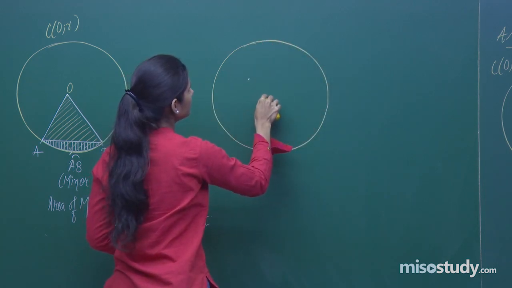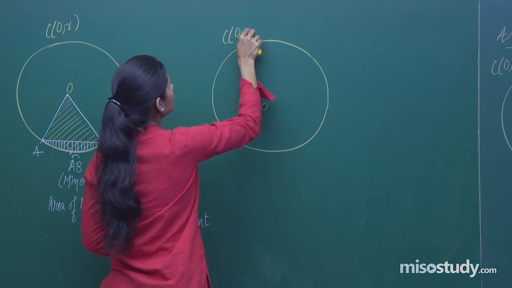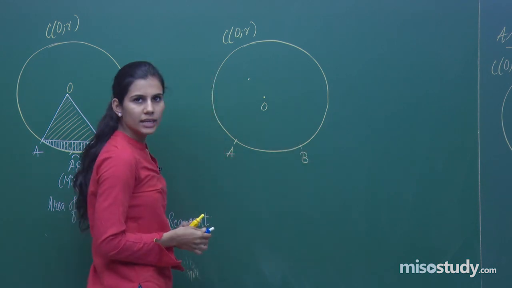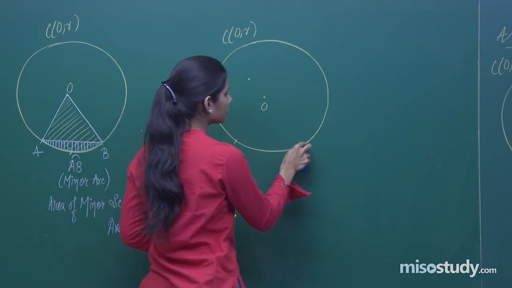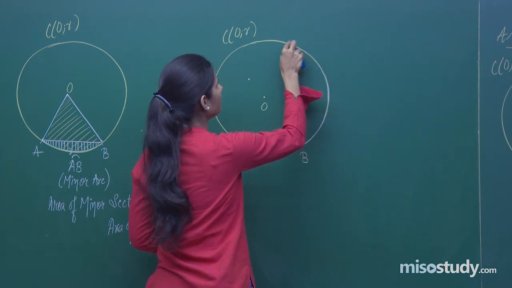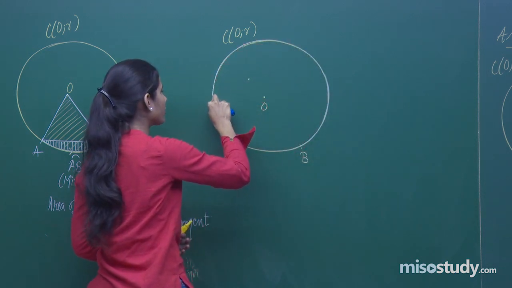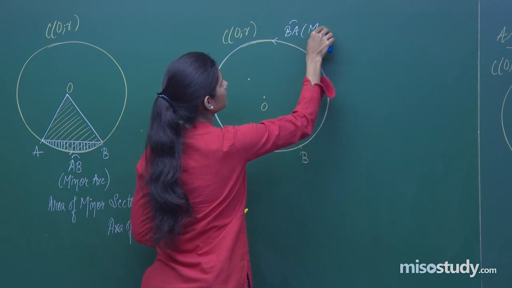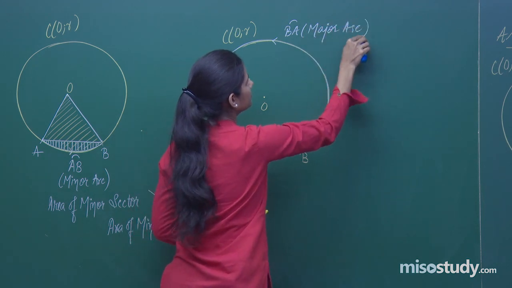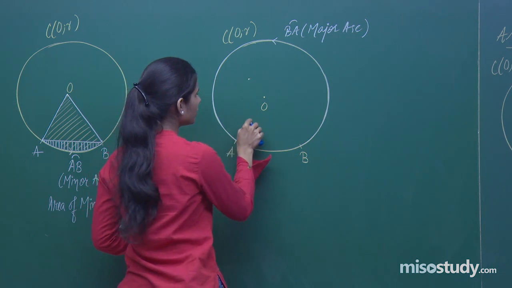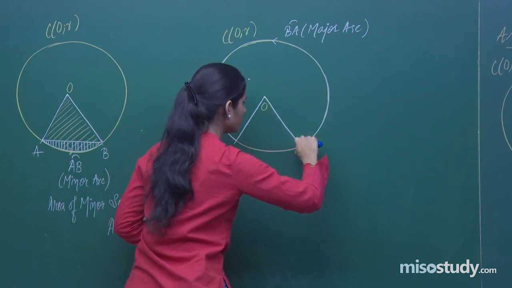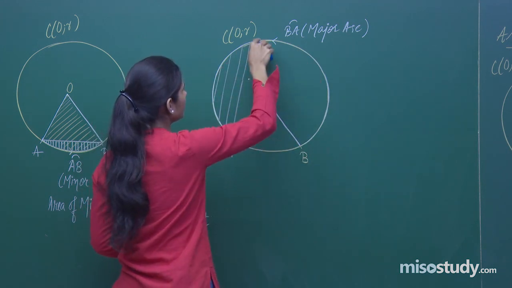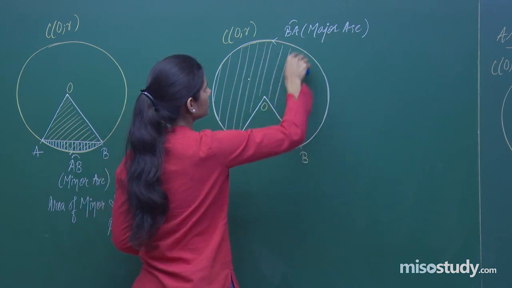So say that's the circle, center is O, so circle with center O, radius r. Again I have 2 points, this is A, this is B. If I talk about the BA arc, from B to A in the anti-clockwise sense, if I travel, then this is my major arc. Corresponding to this major arc, this is your major sector. So I can say this would be completely your major sector.